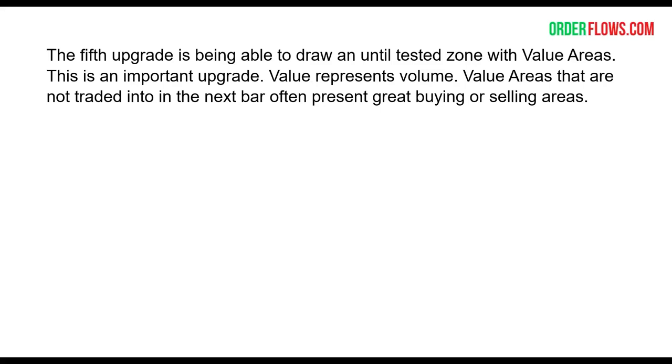Now, when you're dealing with value and value areas, value represents volume in a crude sense, okay? Oftentimes value areas, when you're looking at it on a bar by bar basis, are traded into in the next bar. But there are times where they're not traded into in the next bar or the next bar, not until later. And these areas represent great buying or selling opportunities. You understand markets move in search of value, right? If you've ever studied market profile, the whole auction market theory, AMT, deals with markets looking for value. And there are people that's all they believe, and that's what they trade.